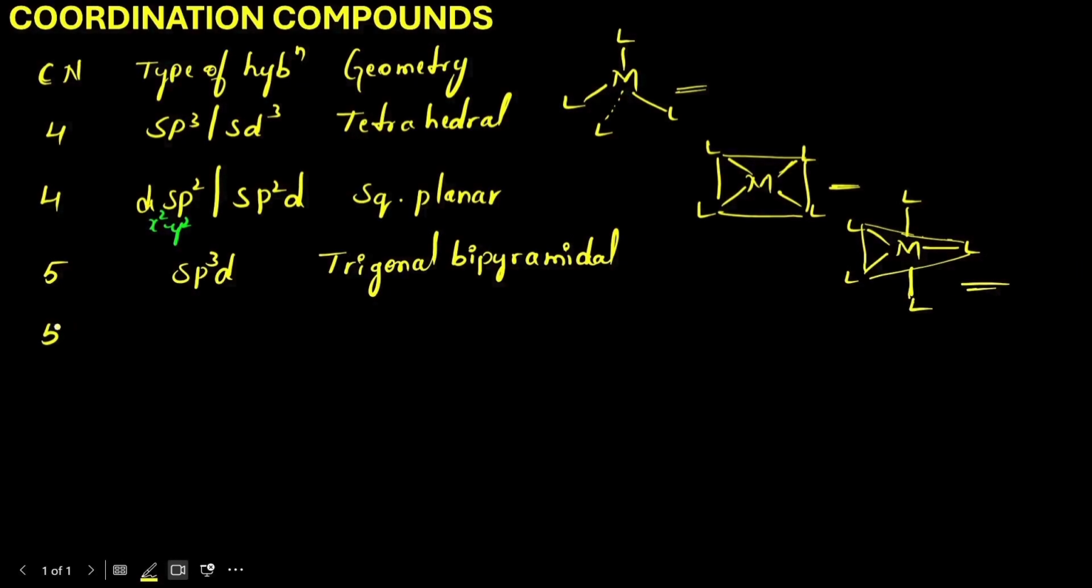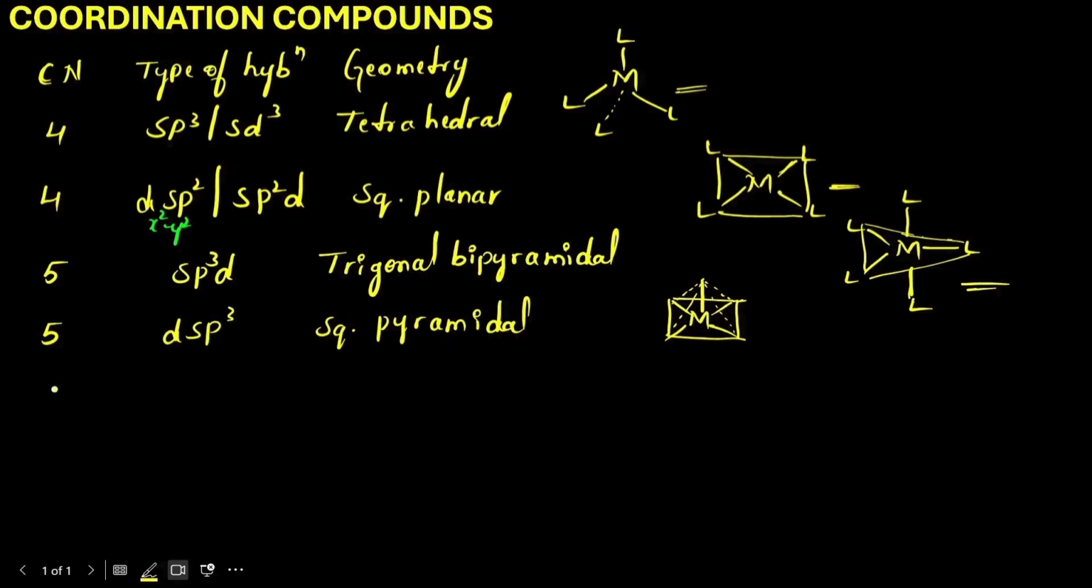Again, we will consider coordination number 5. The type of hybridization is dsp3. The geometry is square pyramidal. If you write the geometry, here is the central metal atom, and 4 ligands are in one plane and only one ligand will be above the plane. This is square pyramidal geometry.